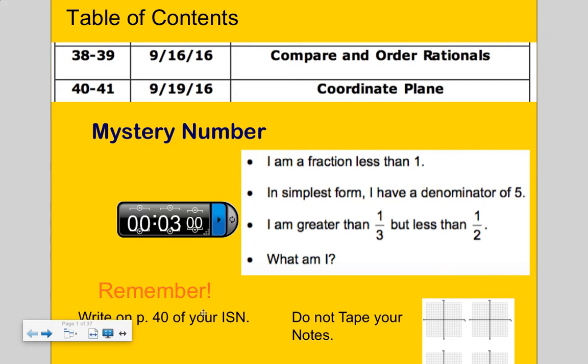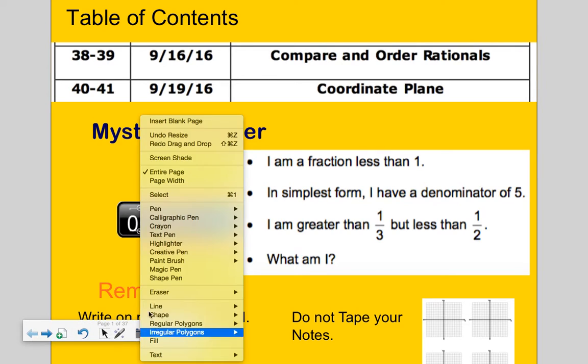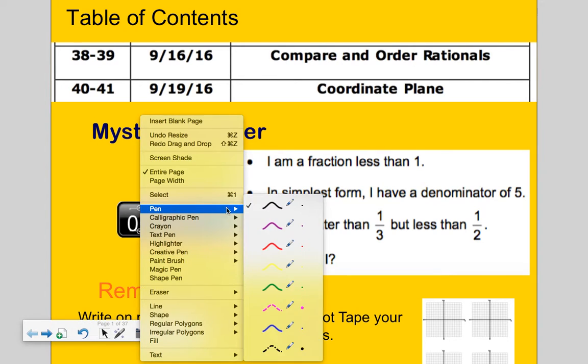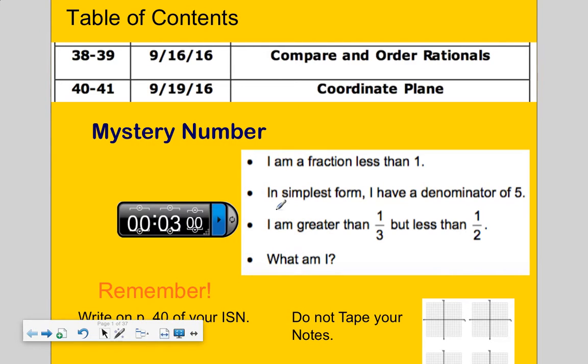I am a fraction less than 1. So that means the numerator has to be less than the denominator. Part has to be less than the whole. In simplest form, I have a denominator of 5. So the denominator is 5 right here.